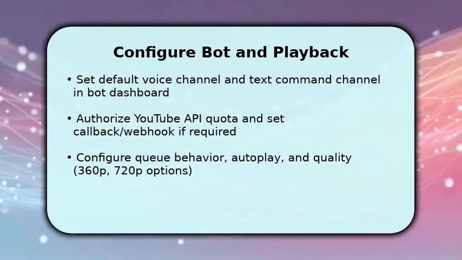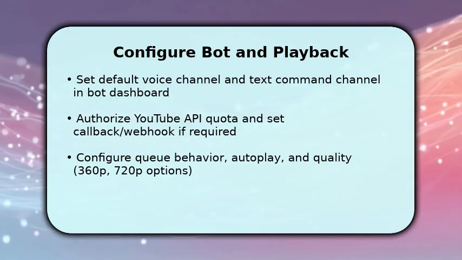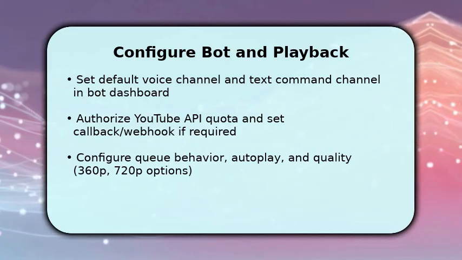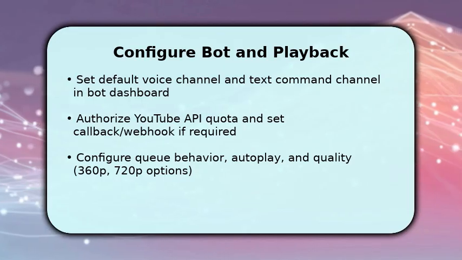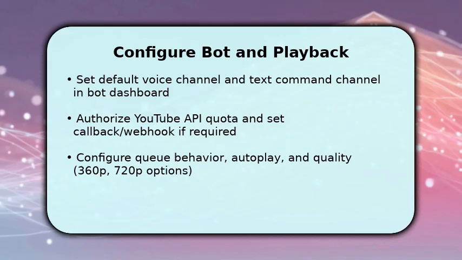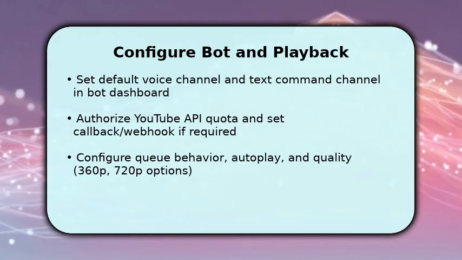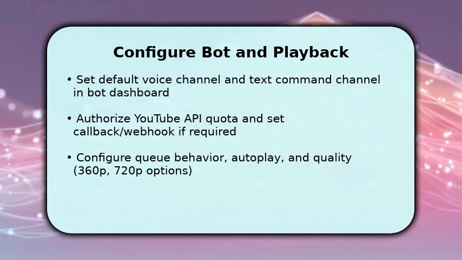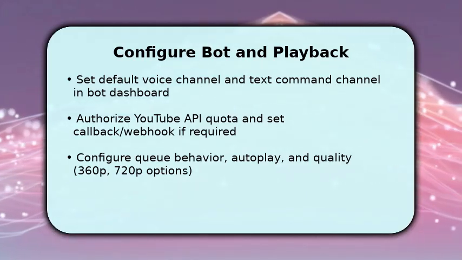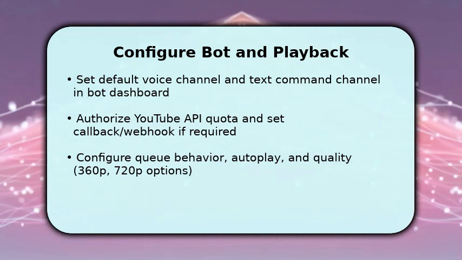Next, you configure how the bot behaves. In the dashboard or via /commands, set the default voice channel it should join and the text channel for commands. This prevents accidental joins. Then connect the YouTube API key or authorize the bot account so it can fetch streams and metadata. This avoids rate limits. Once connected, adjust queue behavior, autoplay preferences, and playback quality to balance bandwidth and latency. Make sure to test with short URLs, then add playlists or subscribe to channels for notification.